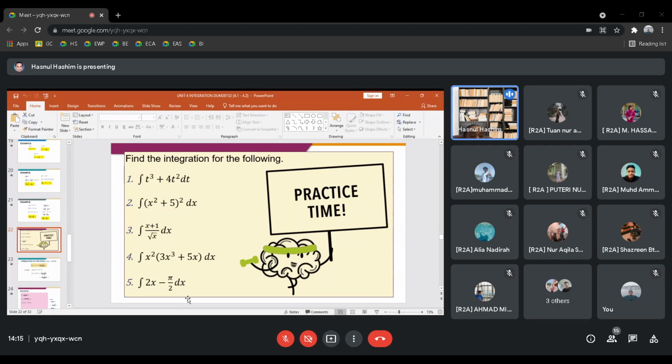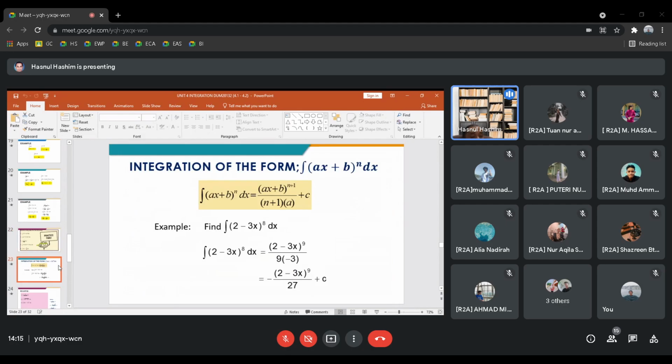Okay, number 5, we have 2x squared over 2, or x squared, minus 5 over 2x plus c. All answers must have c because this is an indefinite integral. All answers must have plus c. Okay, then we look at here, the integral of the form ax plus b to the power of n. That is the formula for the integral of ax plus b to the power of n.